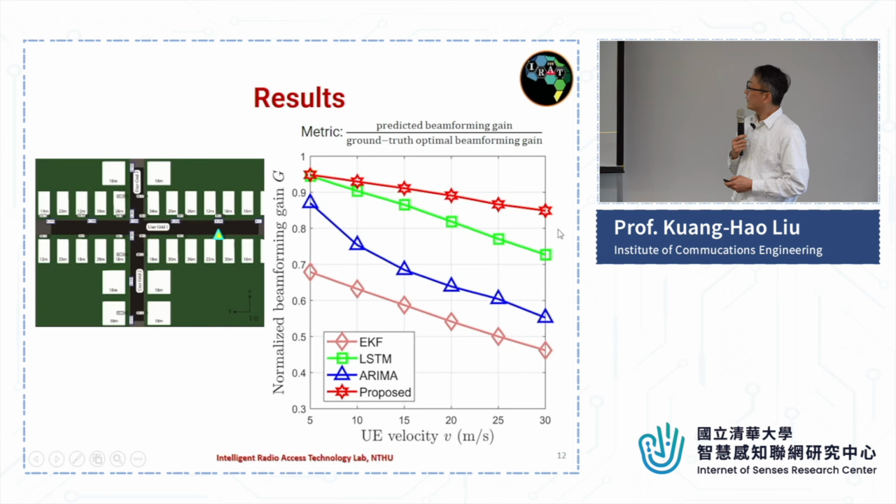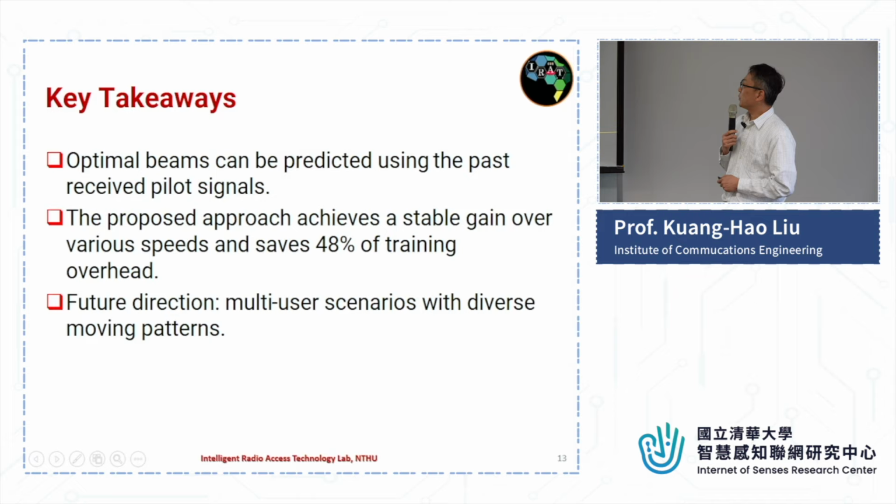Key takeaways: we show that the optimal beam can be predicted using past information without any extra engineering in the system. The proposed approach can achieve a relatively stable gain even when users move at different speeds, and we can save a large amount of overhead for achieving beam alignment. Of course, there are some problems we haven't addressed. For example, in reality, the base station will take care of multiple users, each with different moving speeds, directions, and trajectories. So is it possible to train or learn from the past information using a unified model? That's the question we need to address.